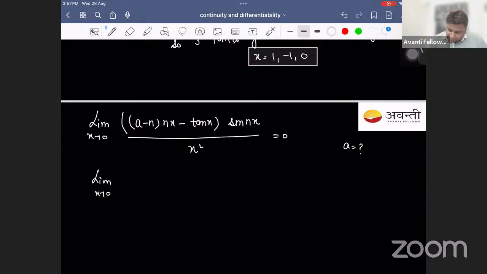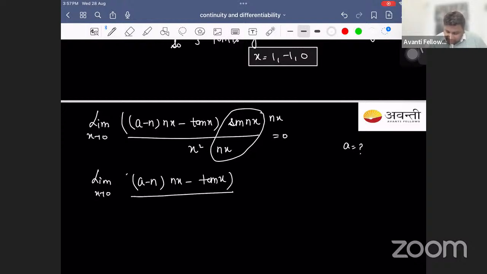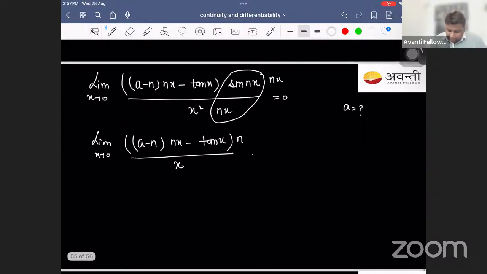Limit x approaches to 0. First of all, divide by nx, multiply by nx, so that I can make it 1. So it is (a minus n) into nx minus 10x multiplied by n in the numerator. Denominator now it will be x. They are saying it is 0. So it is limit x approaches to 0 of (a minus n) into n minus 10x upon x is 1. Means finally I place the limit. This much into n, it is 0.